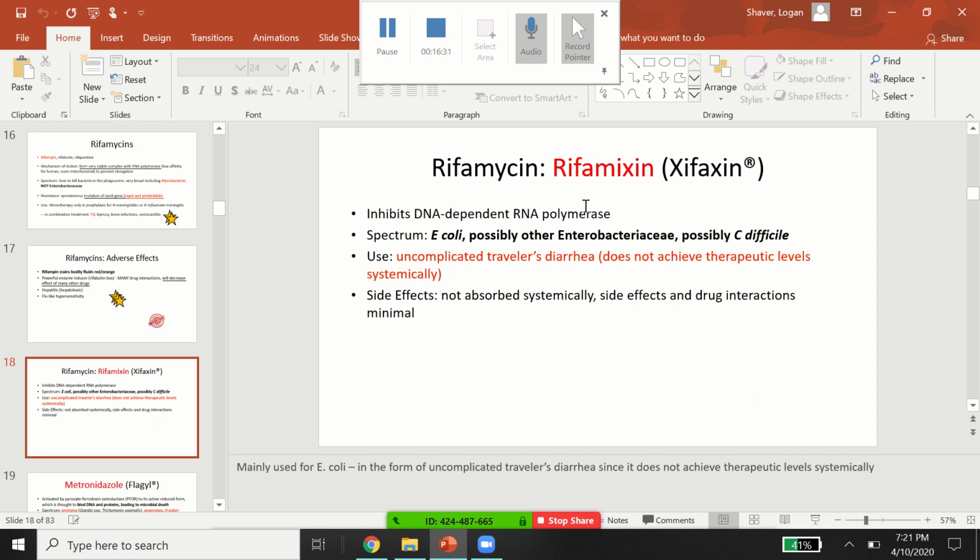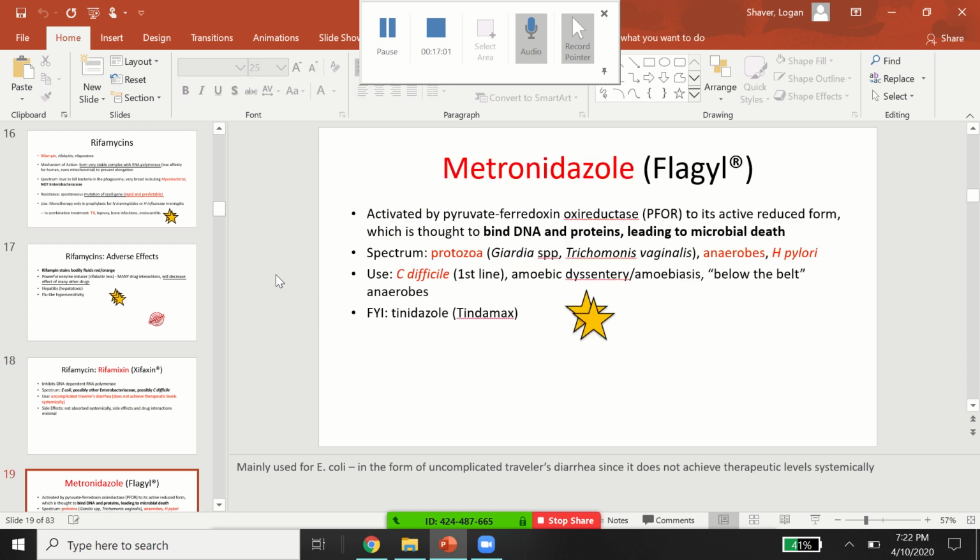All right, then on to rifamycin. We actually just talked about a couple of these not too long ago with our GI exam, so it's kind of funny that it came back up. We talked about it with traveler's diarrhea specifically. So make sure you know that rifamycin is what you would give for uncomplicated traveler's diarrhea. That's pretty much all you need to know for this specific slide.